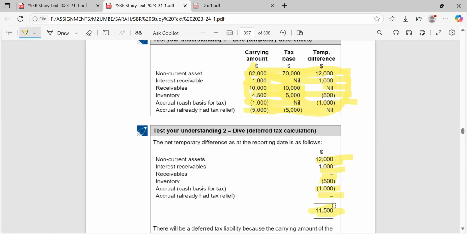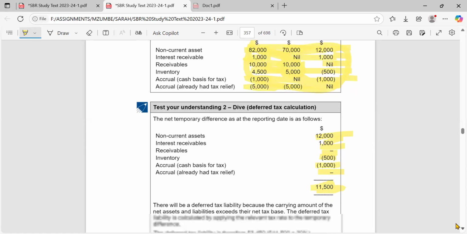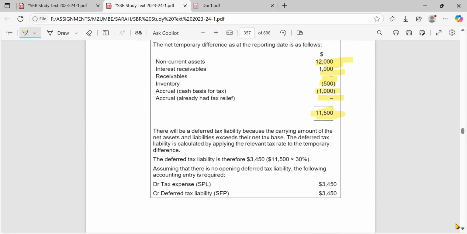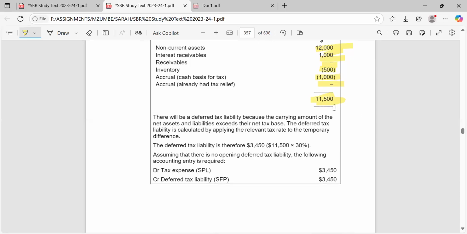After getting this figure, you are provided with the tax rate. So you go on and multiply by the tax rate. So 30% times 11,500, and you get 3,450, right? You see now, the answer was positive, so it is still a deferred tax liability, right? Deferred tax liability. What about the entries now?